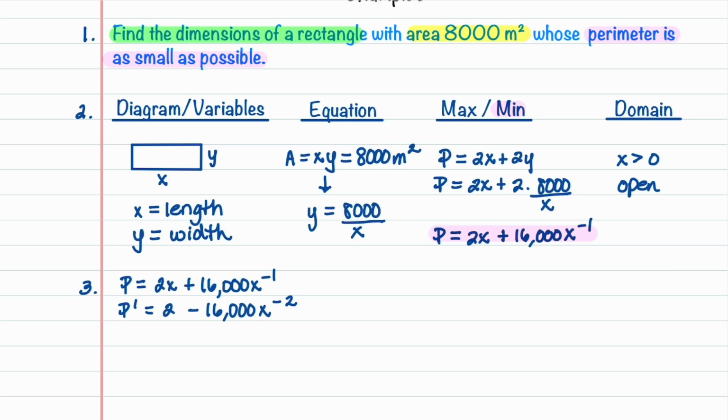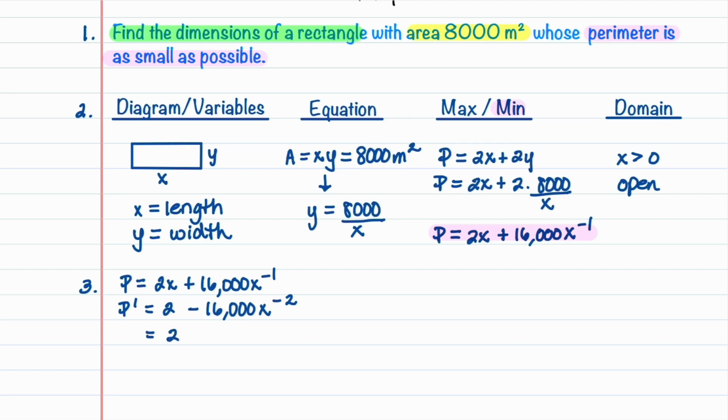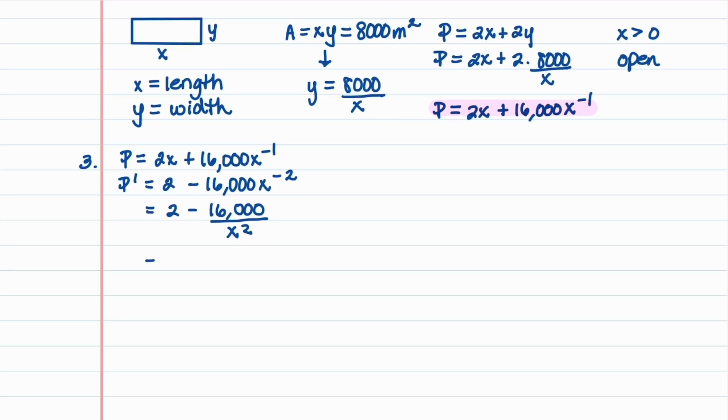We need to set this equal to 0, so let's simplify this first. This is 2 minus 16,000, all divided by x squared. And now we can get a common denominator. That's x squared. So we have 2x squared minus 16,000 in our numerator. I'm going to highlight this because we're going to need this in a little bit. Now what we're going to do is find our critical values. So we're going to take our derivative and set it equal to 0.